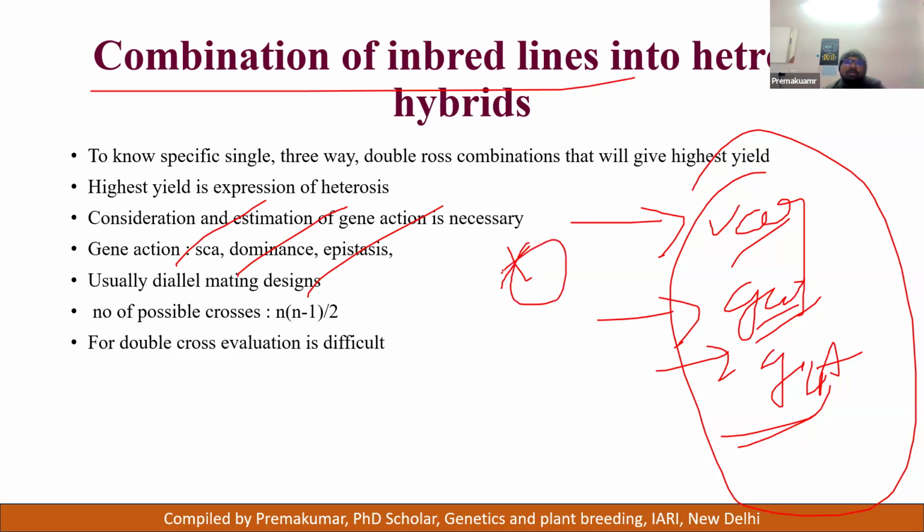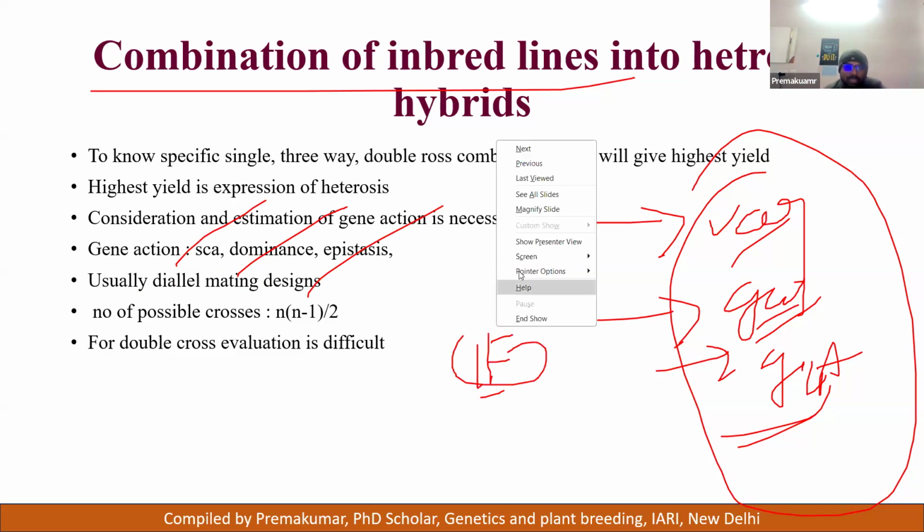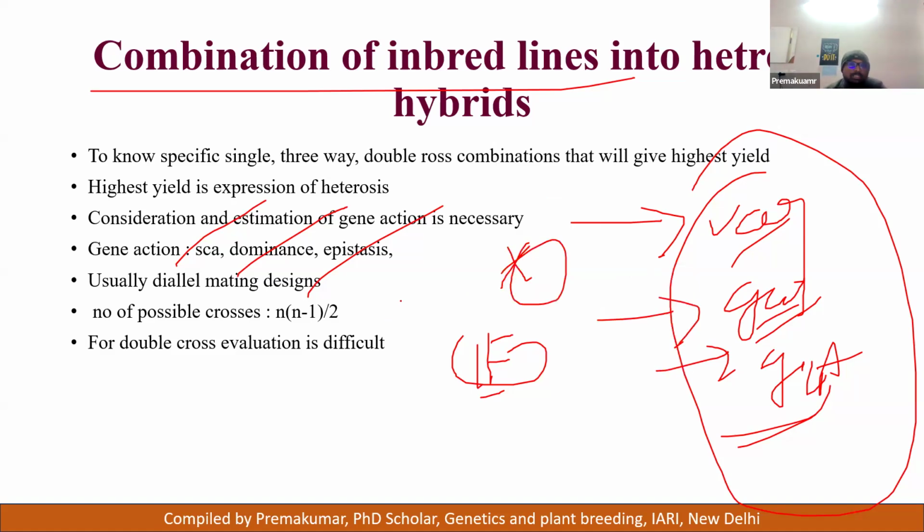Then that particular F1 hybrid is recommended for release or recommended for further downstream testing. Okay, understood how to evaluate. But if it is a single cross, it's okay.